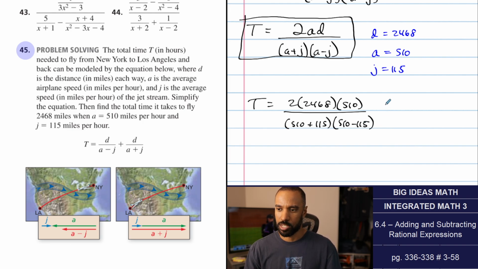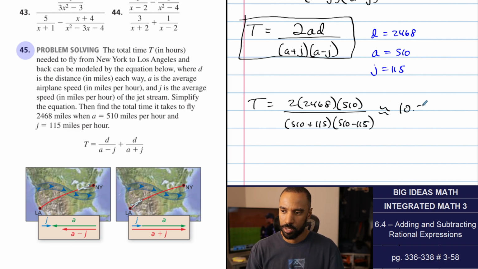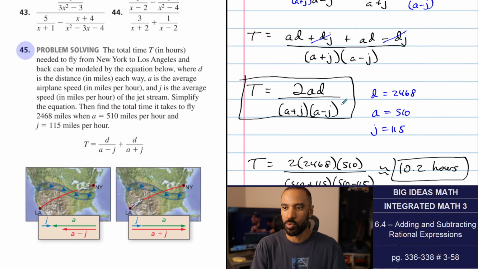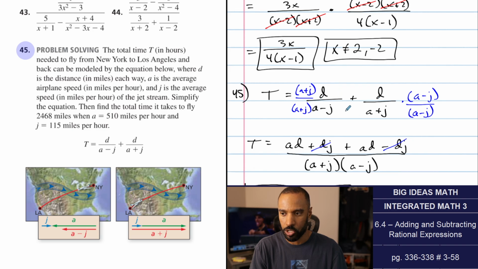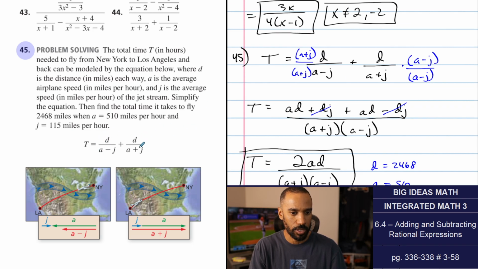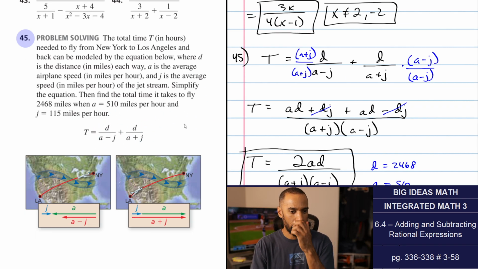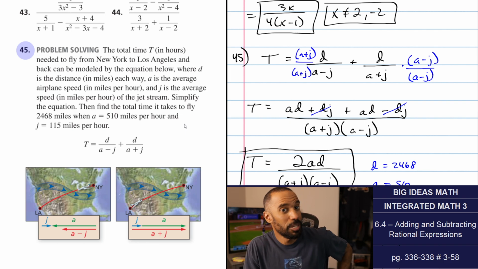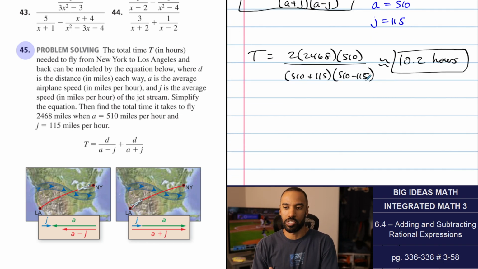So that's around, I'll say 10.2 hours of flight time. Now, would you get the same answer by substituting A, D, and J into the original equation here? Absolutely. You get the same numbers. That might be easier. It's just not simplified. So some of them are easier. Some of them do simplify.